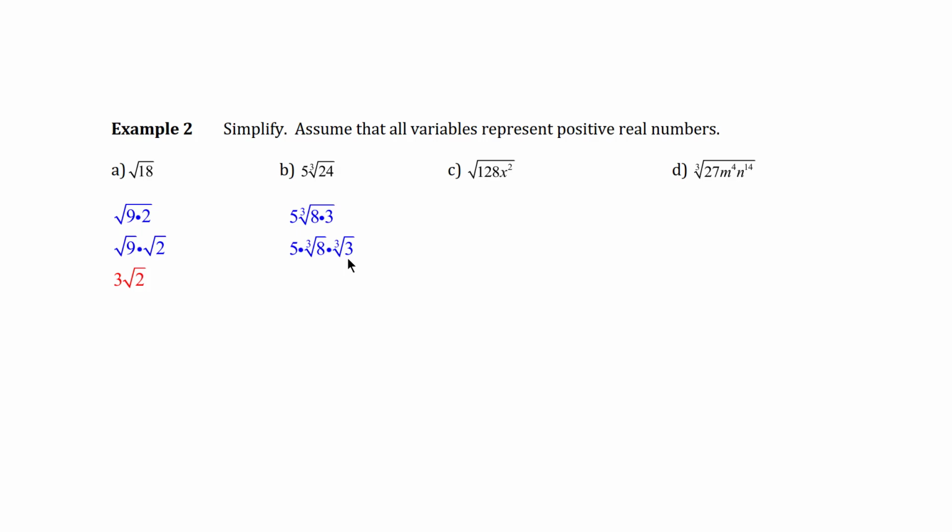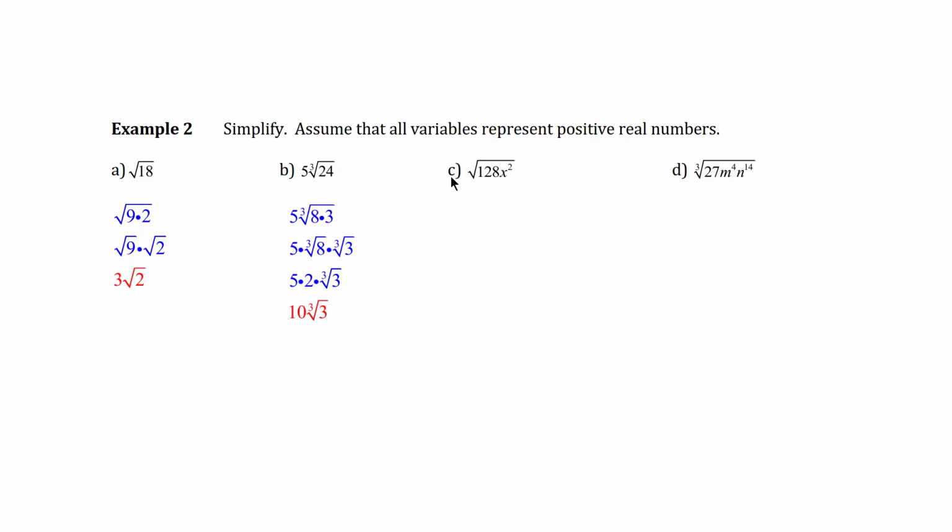Next, we could simplify by taking the cube root of 8, which is 2. So I have 5 times 2 times the cube root of 3. Next, we multiply the 5 times 2, which is 10, and then we bring down the cube root of 3. So our final answer is 10 cube root of 3.